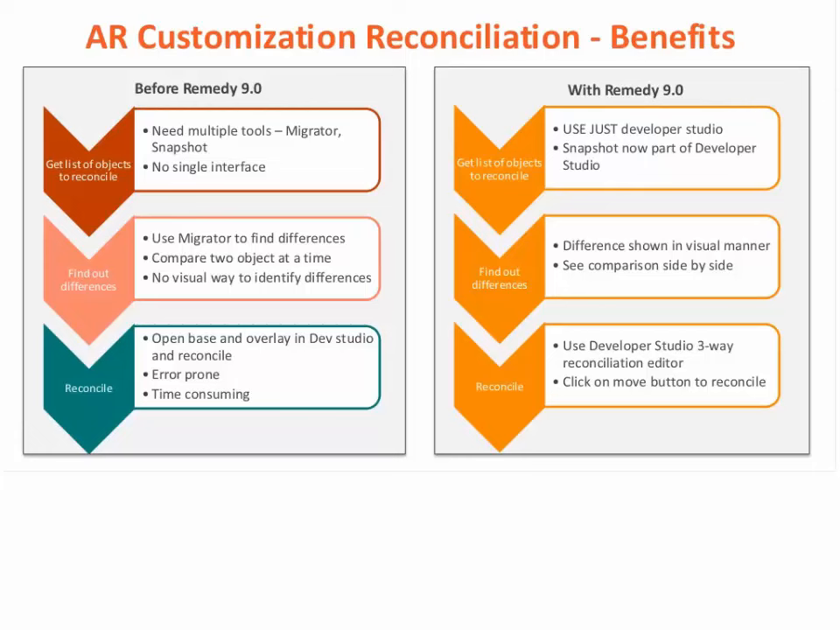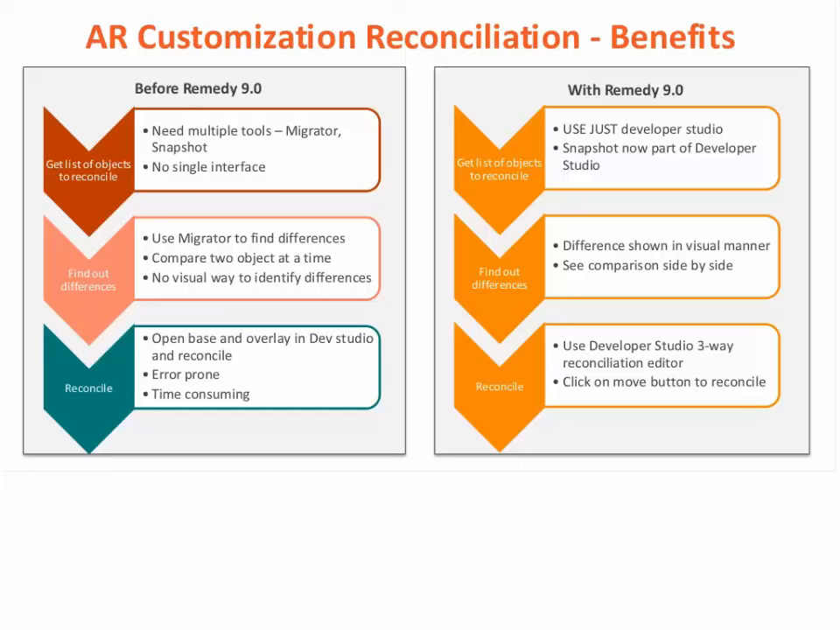So before 9.0, in order to get the list of objects to reconcile, you will need multiple tools. You will use migrator and the snapshot utility, an unsupported utility that was posted on communities. And then using that, you will get the list of objects to reconcile. And then using the migrator, you will do the comparison, two objects at a time, to find out what it is that BMC has changed and what it is that I have customized. And then once you have figured that out, you will use DevStudio to do the reconciliation, which is error prone and time consuming.